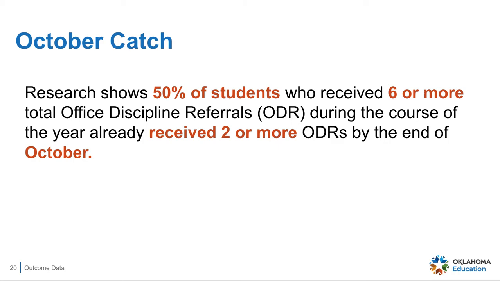One thing to note about individual student decisions and decision rules. There's a lot of research that shows half of the students that receive 6 or more discipline referrals during a year receive 2 of those referrals by the end of October. This has been referred to as the October catch. Many schools use October as their first month to look at individual student data and catch those students needing additional supports early in the year. This data helps prevent larger or more chronic problem behaviors throughout the course of the year and can help keep students connected and engaged.